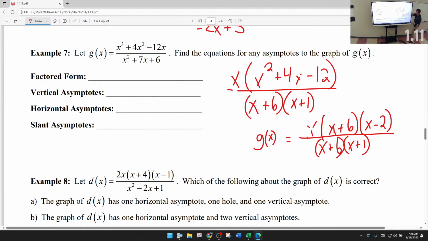Okay, from here, you know the domain. Negative infinity, negative 6. Negative 6, negative 1. Negative 1, infinity. That's the domain, no matter what. No matter if they're holes or asymptotes or whatever else. So we know the domain. Does it ask me that? No. So factored form. There's the factored form. This is an x. Okay. Make sure you put the function with it, okay? Make sure you put the g of x with it.